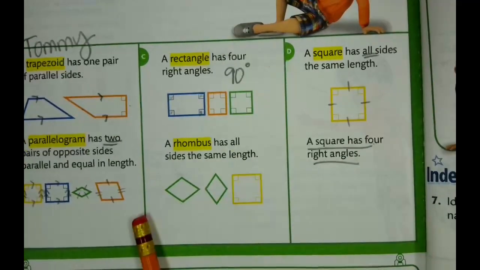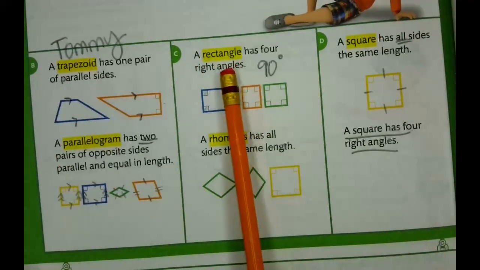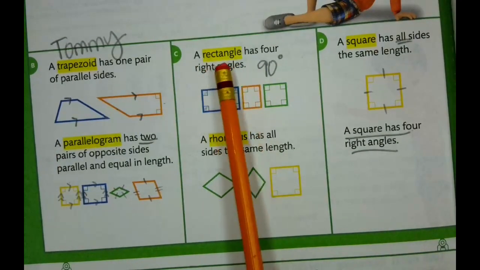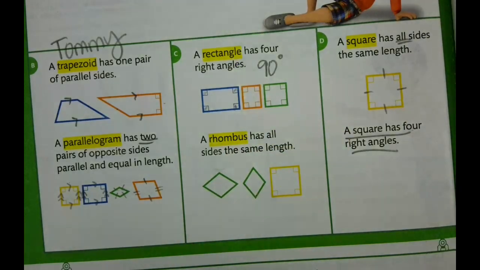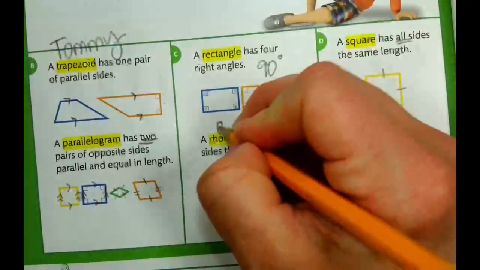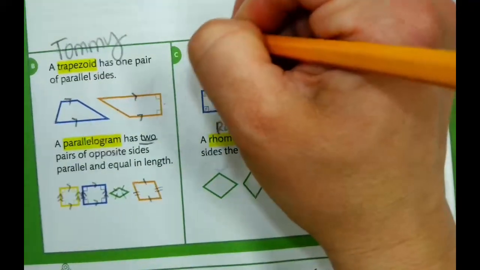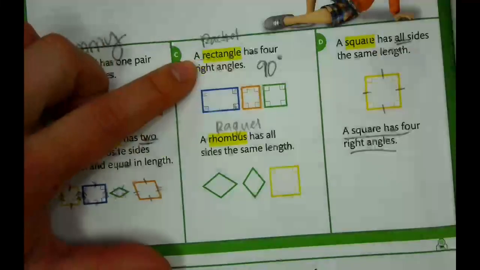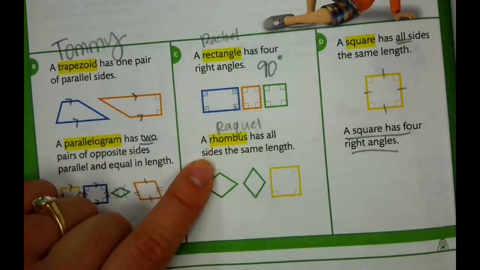Now let's hop back to rhombus. By the way, I always have Rachel rectangle, and then there's Raquel rhombus. Raquel is a little bit sassy. R-A-Q-U-E-L, and this is R-A-C-H-E-L. Rachel's nice. She's pretty straight and narrow, pretty simple. And then there's Raquel. Raquel's a little sassy.